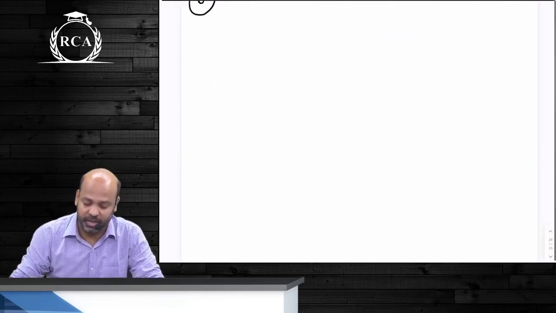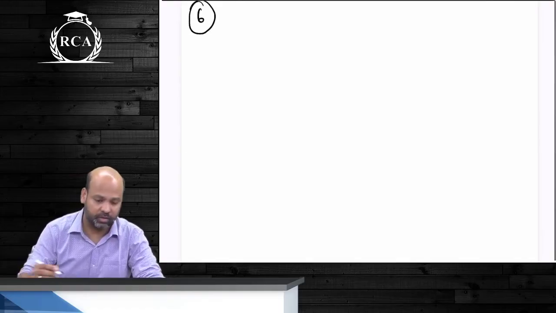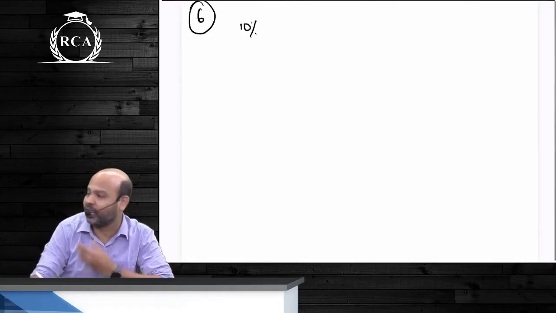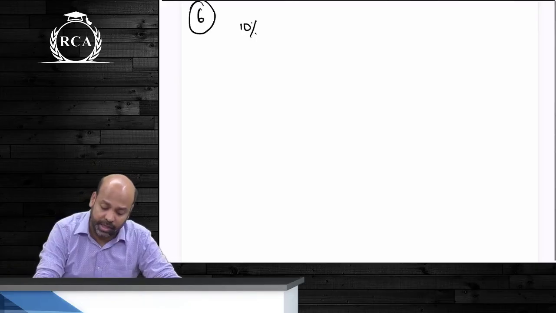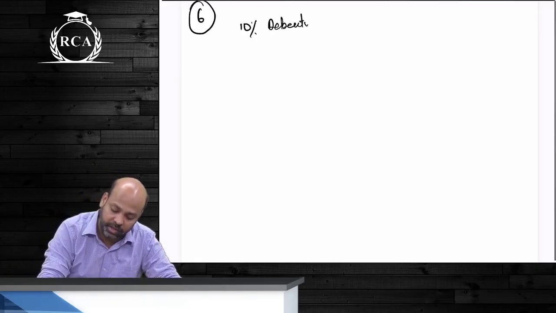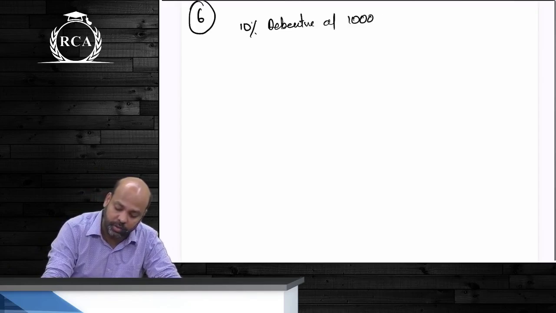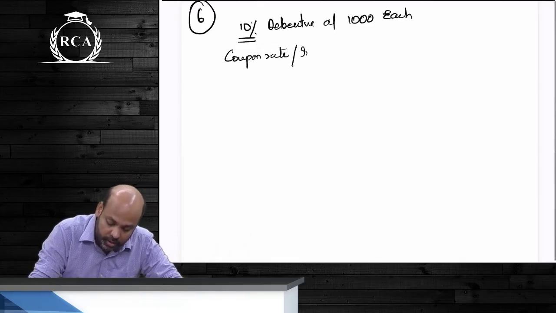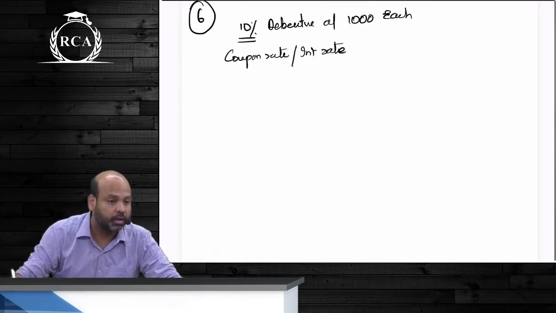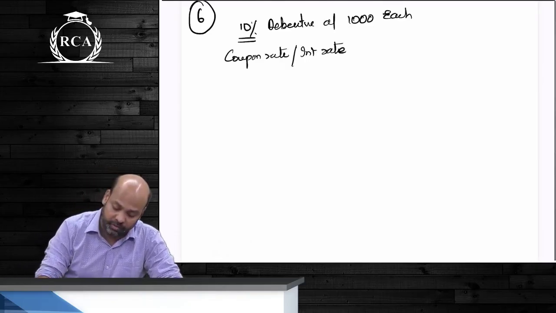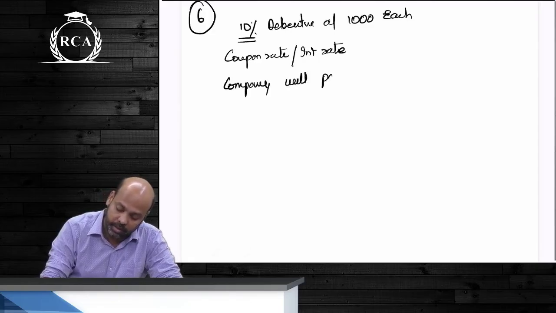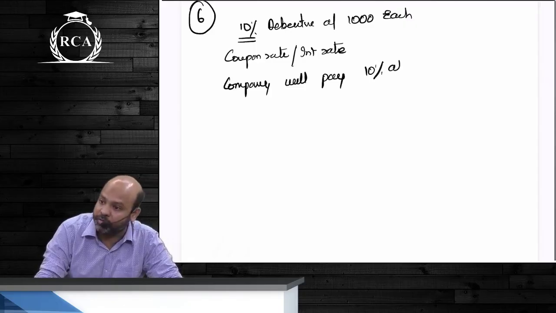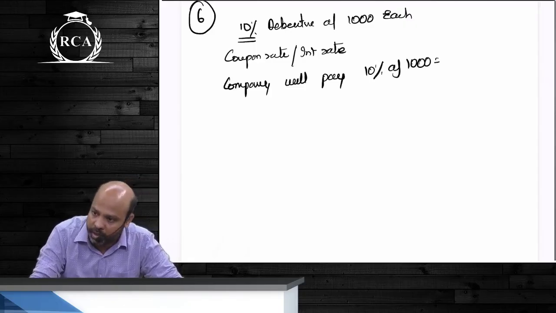Alright guys, pay attention, beta. 960 is the incorrect answer. When you say 10% debenture of 1000 each, first you will have to understand how an instrument works. This 10% is called the coupon rate and interest rate. This is not the required rate of return. The company will pay an interest of 10% of 1000, guys. How much is that? 100 every year.